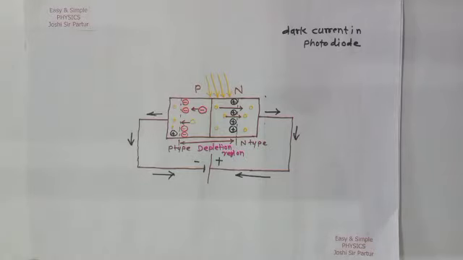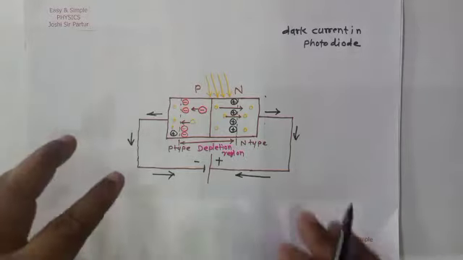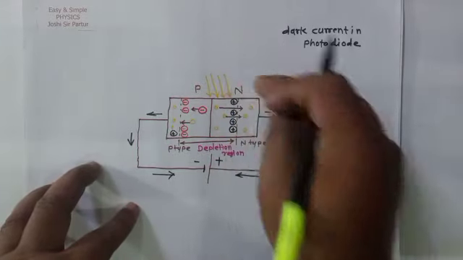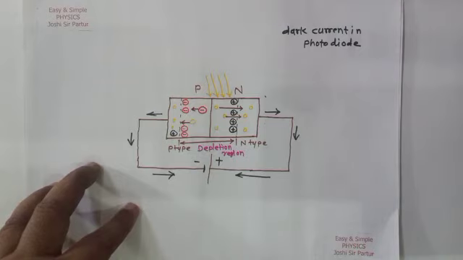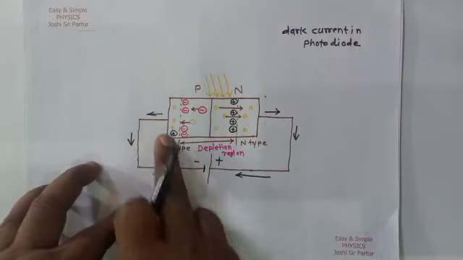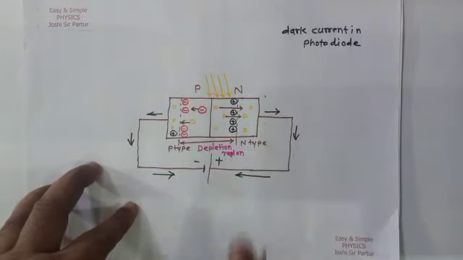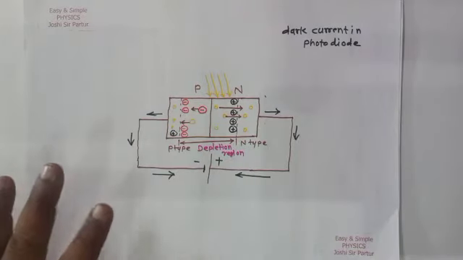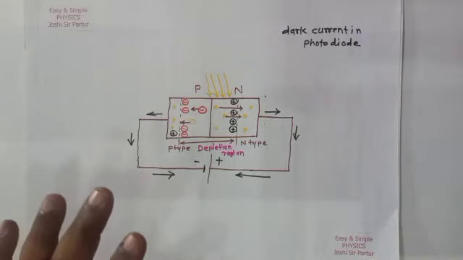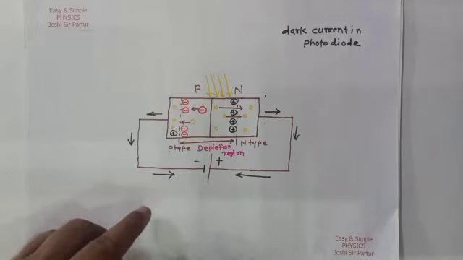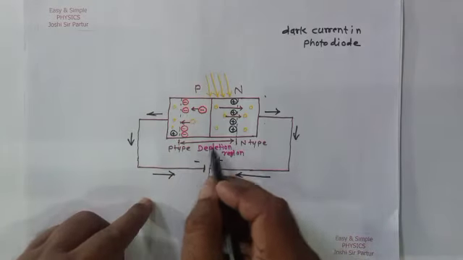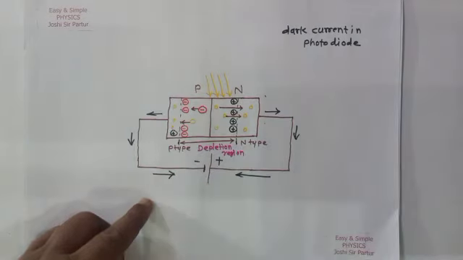So if we see the working here, light energy is incident on the P region and N region. For reverse bias, the negative terminal is connected to the P region and the positive terminal is connected to the N region. When the PN junction is illuminated, electron hole pairs are generated in the depletion layer. See here, that is the depletion layer between P and N semiconductor.